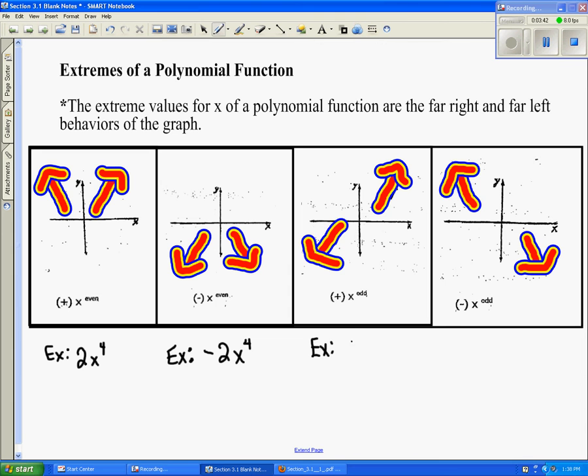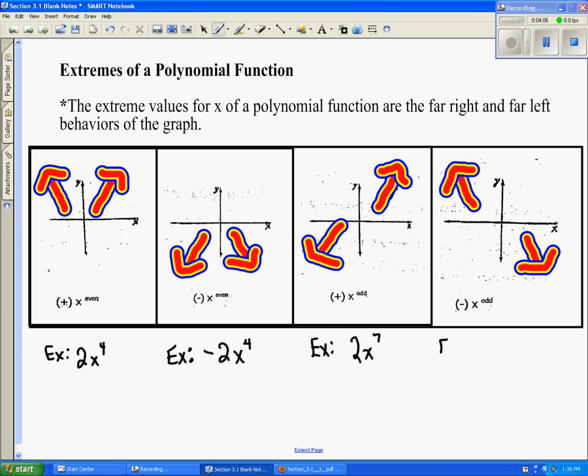An example of this one would be 2x to the 7th. When I look at my leading term, I find the exponent, it's odd. I'm thinking odd means opposite directions. One's going to finish up and one's going to finish down. Now, when I look in front, I see it's positive, so it's going to finish in opposite directions, but it's going to finish up, which is here. Finishes up, and they're in opposite directions.